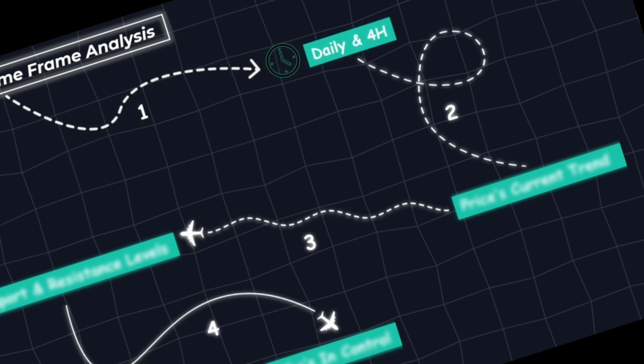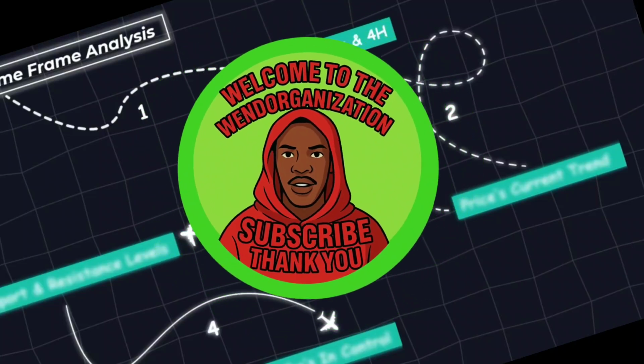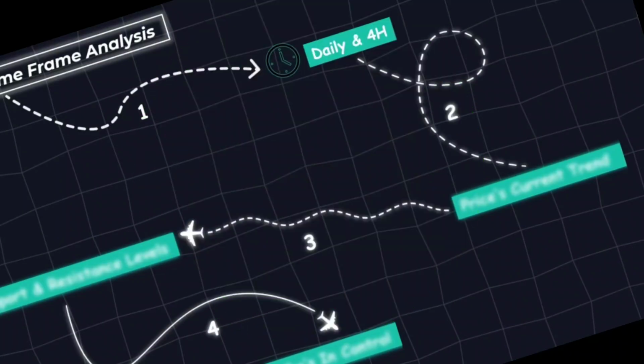This is because these higher time frames keep you aligned with the bigger picture and on the right side of the market.